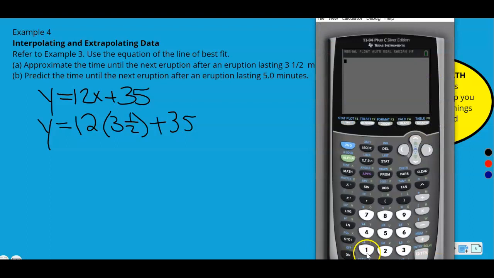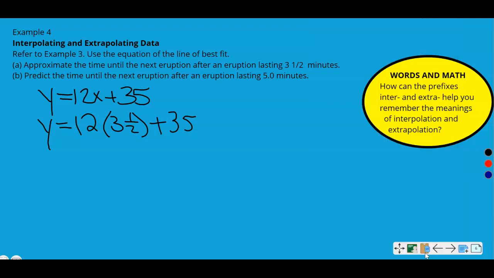Let's do 12 times 3.5. Half is the same as 0.5. And then we need to add that to 35. So the answer is 77. So y equals 77. If an eruption lasts 3.5 minutes, then the time between that eruption and the next eruption is about 77 minutes.